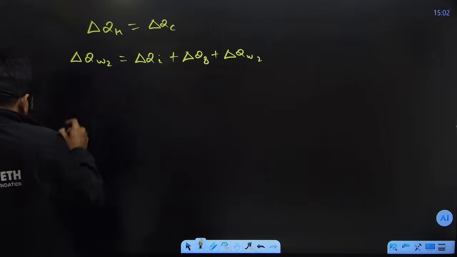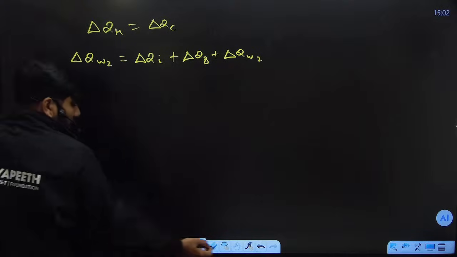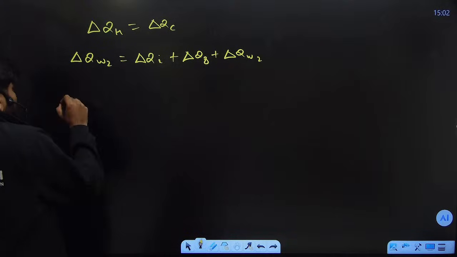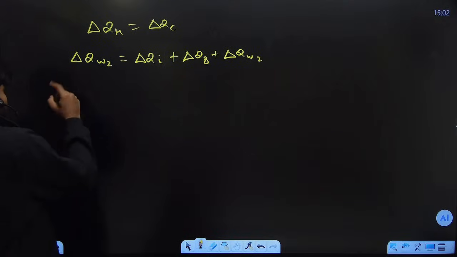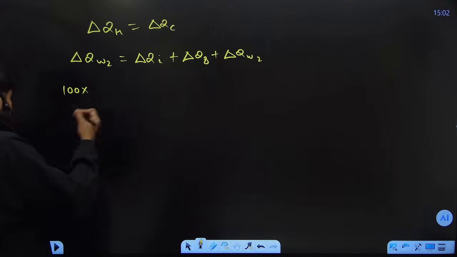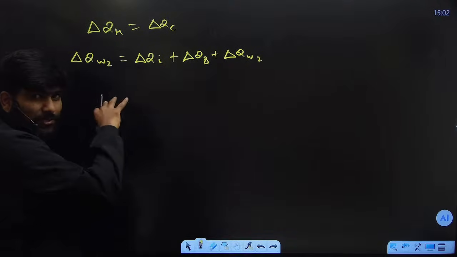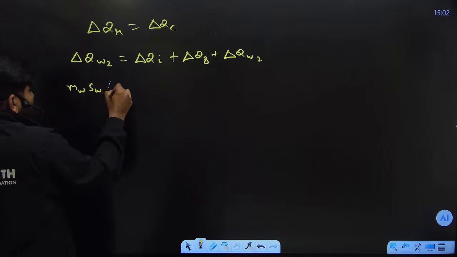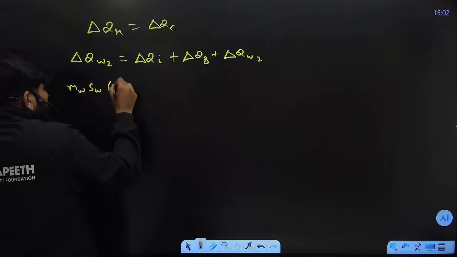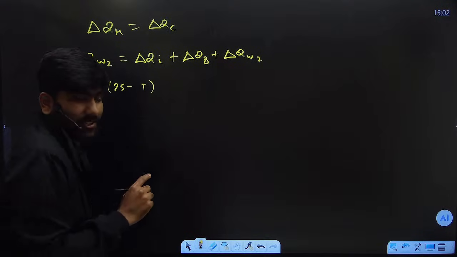Okay, what is delta QW2? Since water is cooling down, it is going to be the mass of water. I will start putting in the values. So delta Q of water is going to be the mass of water, which is 100 kg. Once I put the values in the formula, we can solve. So what is delta Q of water? Mass of water, times specific heat of water, times change in temperature of the water. The water's initial temperature is 25, and now it is cooling down to T. So this is the value of delta QW2.